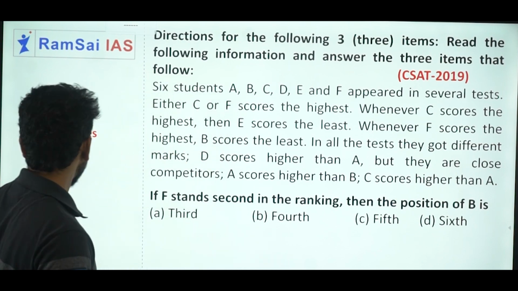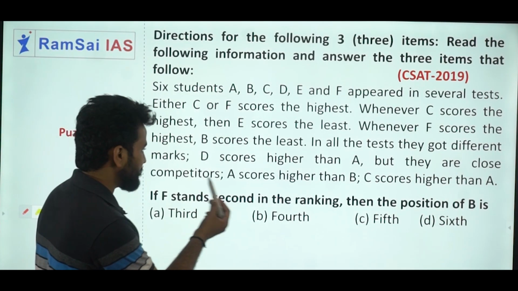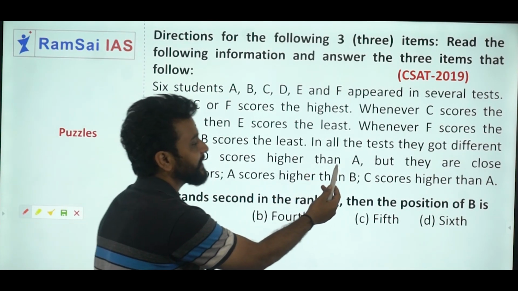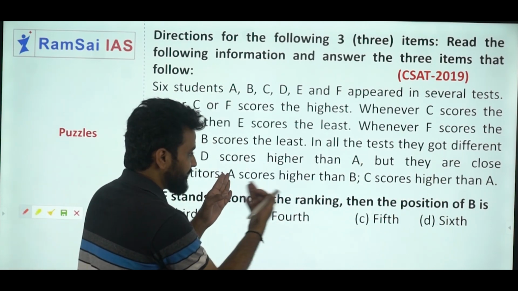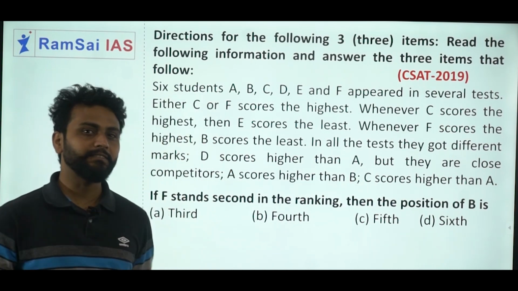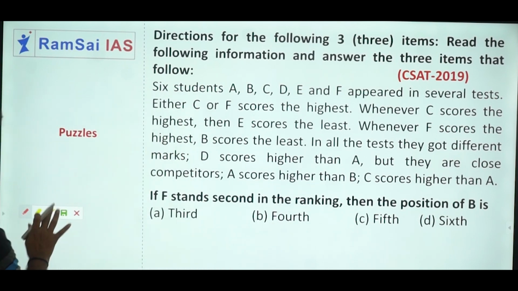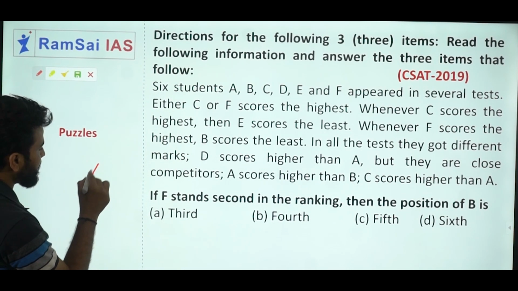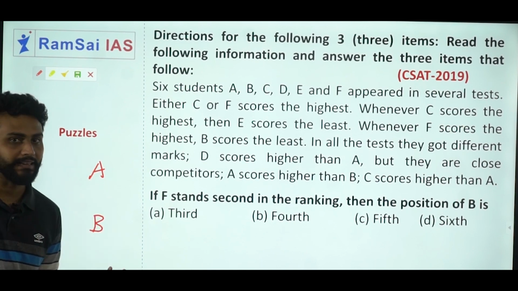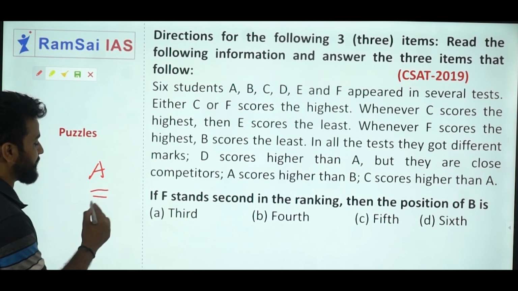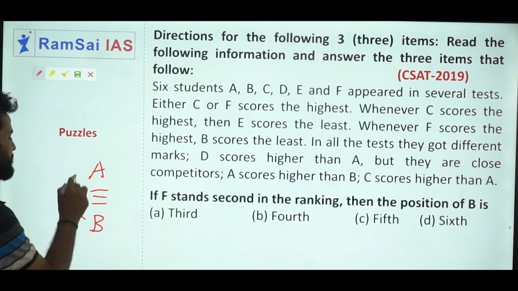But if you observe clearly, among all the given conditions, look at these 3. D scores higher than A, but they are close competitors. And next one is A scores higher than B. Normally, whenever the condition is like A scores higher than B, it means there can be any number of people between A and B, but A should be more than B for sure.